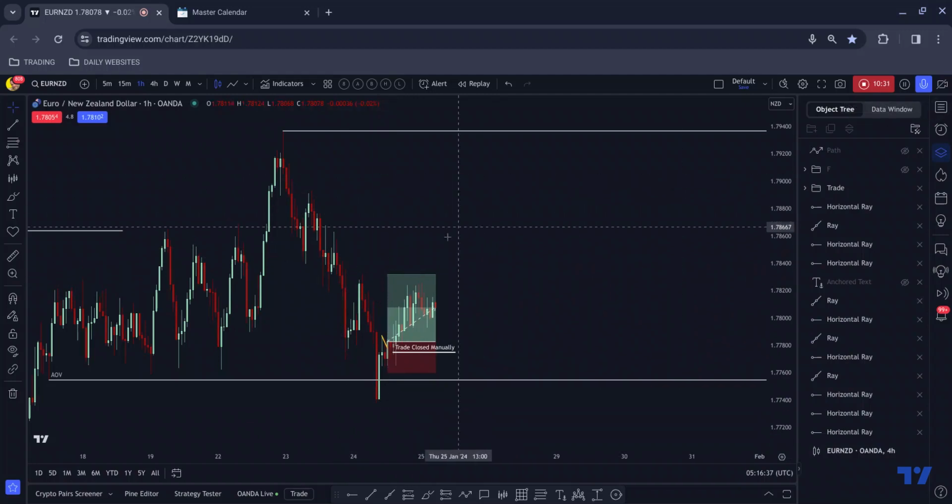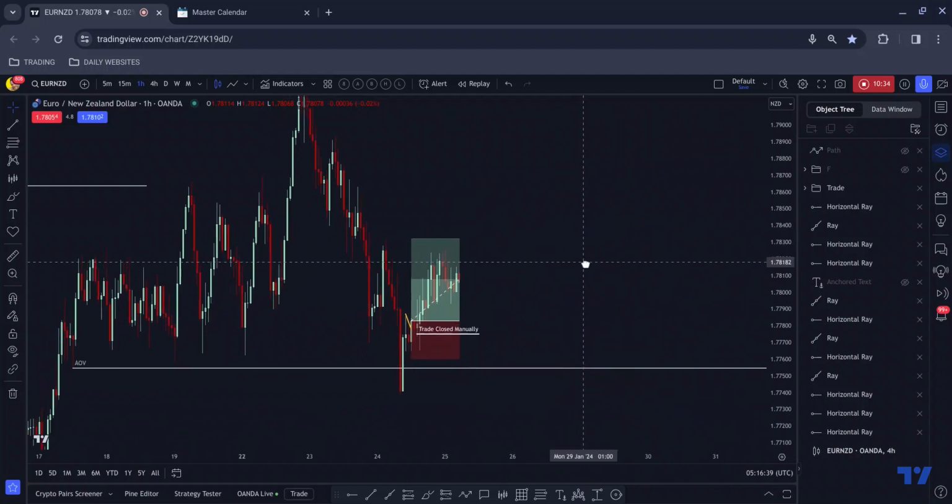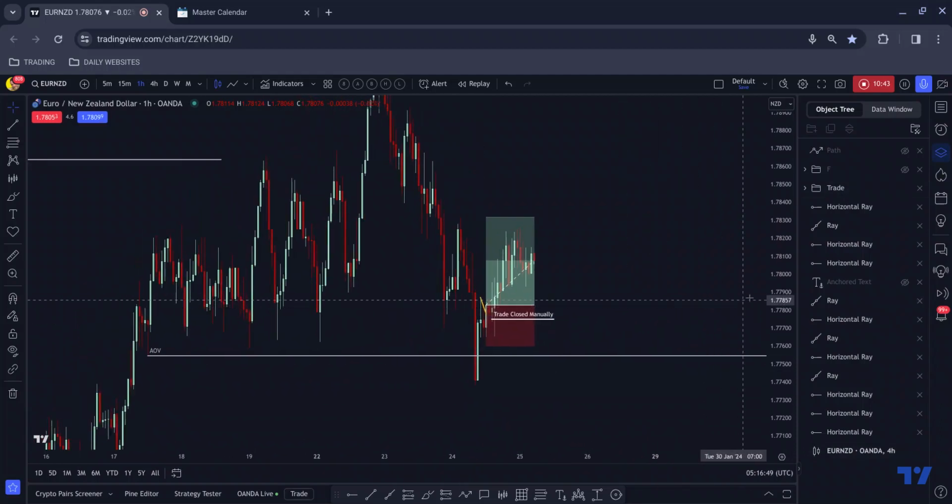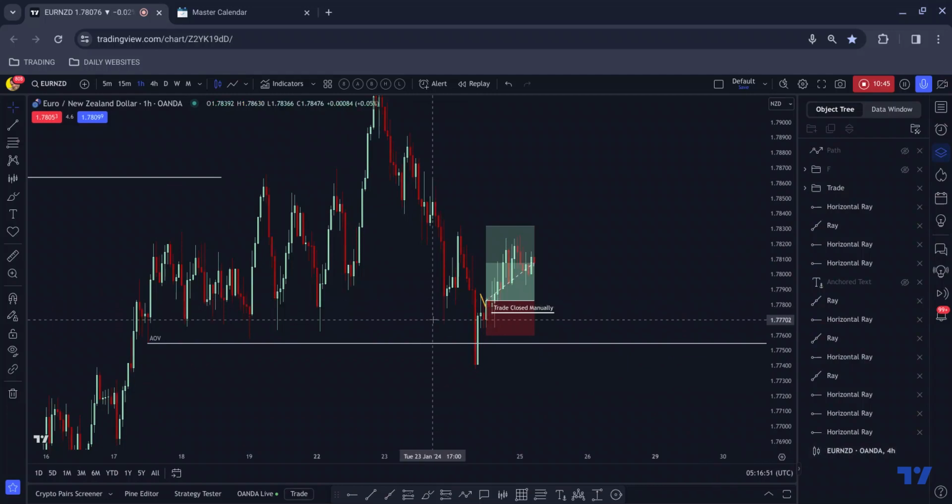Okay, so that is Euro Kiwi. Am I happy with this trade? I'm very happy with this trade. I did exactly what I'd planned to do. This was not a fear-based decision. This was a logic-based decision because trading through news is not something that you want to do.